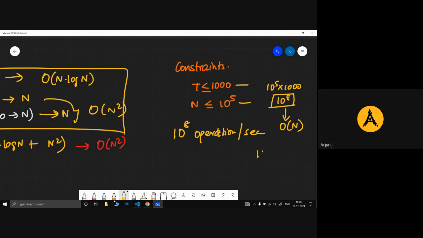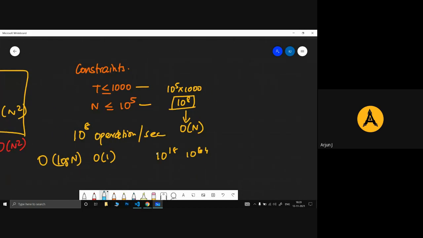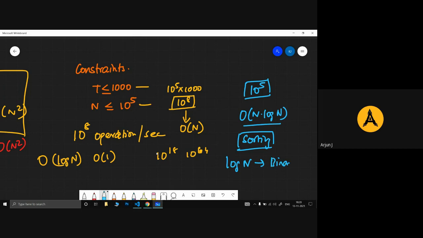And if the input size is going to be something like 10 power 18 or 10 power 64, in those cases you can go with a log n approach or an O of 1 approach. And in most cases, if the input size is 10 power 5, then the most expected time complexity will be n log n. And if it is n log n, in around 60% of the cases, the question will depend upon sorting. If it is based on log n, then it is going to depend upon binary search. By this, you can approximately guess how to approach the problem.